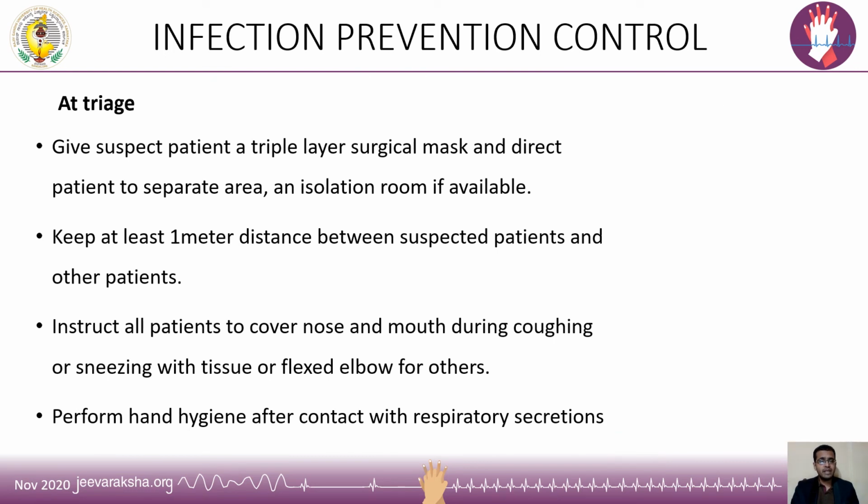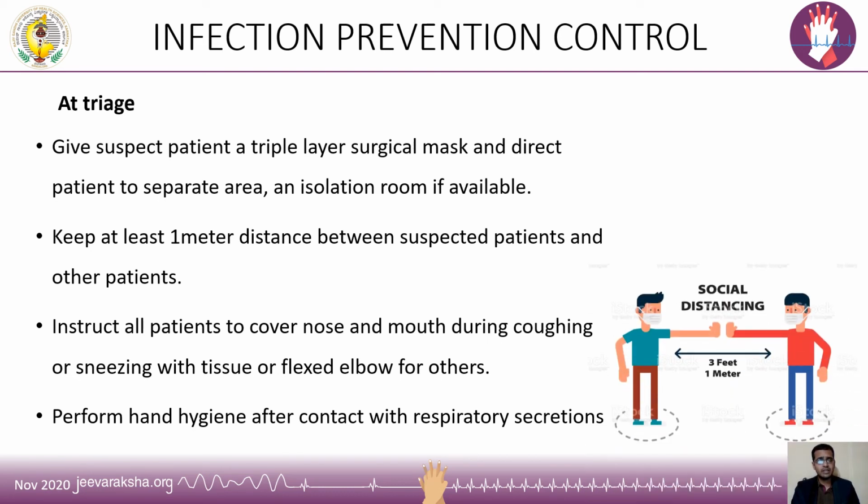So when you receive the patient in triage, what are the things you can do to prevent the infection? Give a suspect always a triple layer or surgical mask as soon as he reaches your triage. Try to maintain a distance whenever you're examining the patient. At least a 1 meter distance is advised. Try to avoid many people examining such patients, and decrease the frequency of examining the patient. Try to finish it in one go. So try to isolate them in a particular area so that they don't get mixed with other patients.